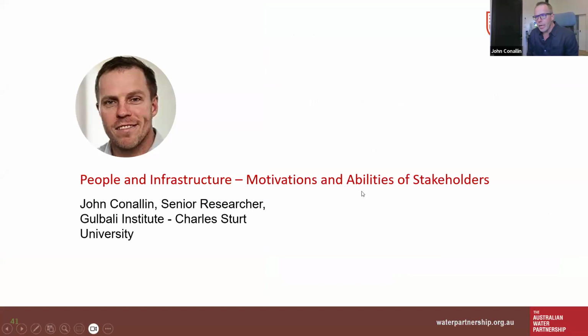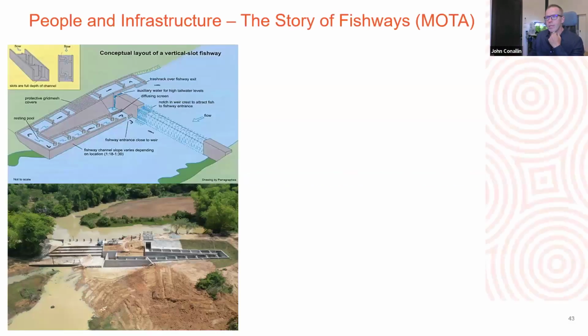Yes, so my name's John Kennellan, a senior researcher at Gulbale Institute, working with both Anna and Lee and a whole team of people on infrastructure, but we're also working a lot on the social components of how infrastructure and people integrate together, as well as the integration of that into ecosystem health. So I'm going to talk about the motivations and abilities of different stakeholders to be able to implement and institutionalize fish passage or fishways. Next slide, please.